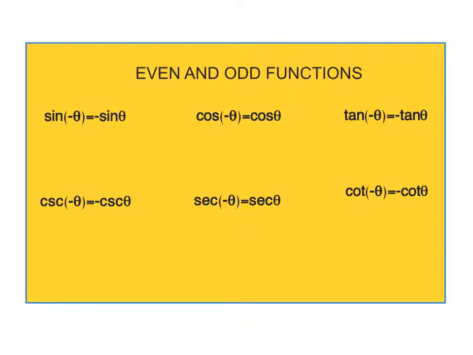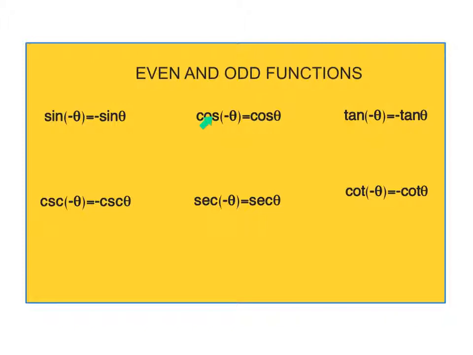Then we have even and odd functions. So think of sine of a negative theta as being in the fourth quadrant. So sine in the fourth quadrant is negative. So you'd have to put negative sine of theta in the first quadrant. So these are even and odd functions. So sine of negative theta is negative sine theta. Same thing with cosecant of negative theta is negative cosecant theta. So sine and cosecant, when they're in the first quadrant, are positive, but in the last quadrant they're negative, so you need a negative there.